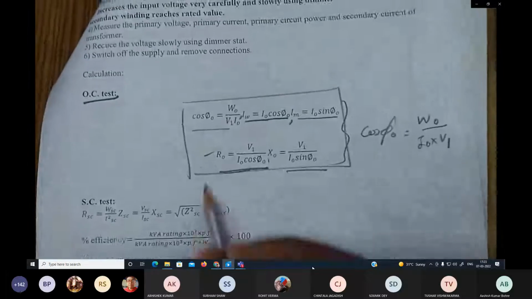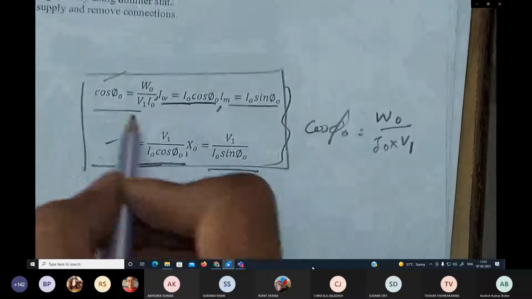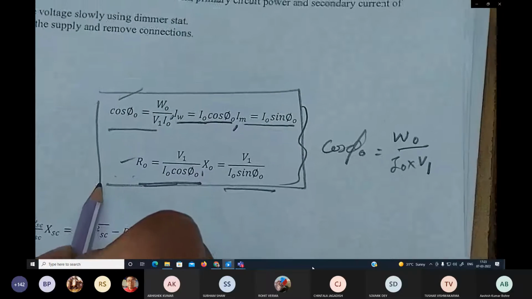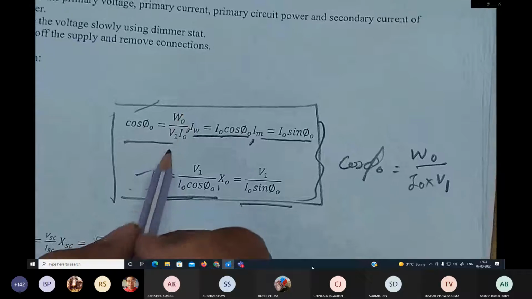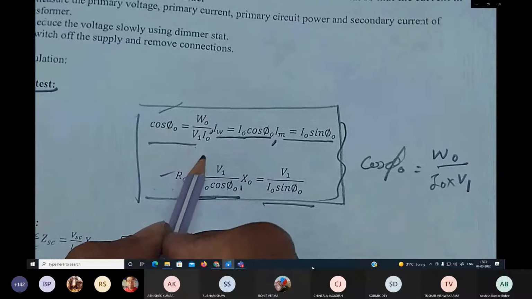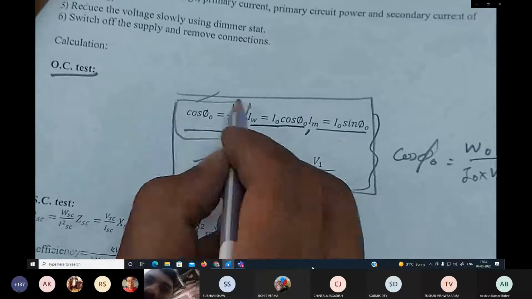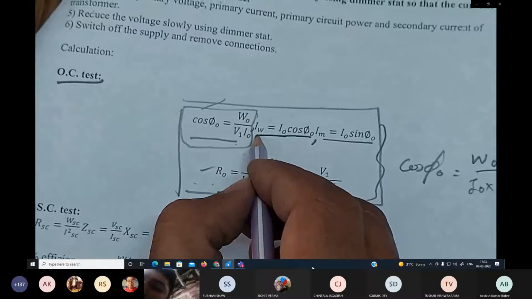Okay. Open circuit test parameters. Based on these formulas we have to calculate. First we have to calculate the no load power factor. So cos phi naught equal to W naught upon V1 into I naught. This parameter we have. This is a separate formula. From here, IW, it means the working component.